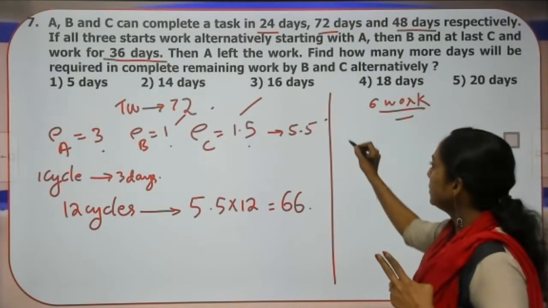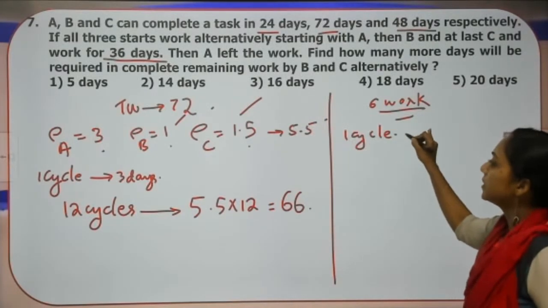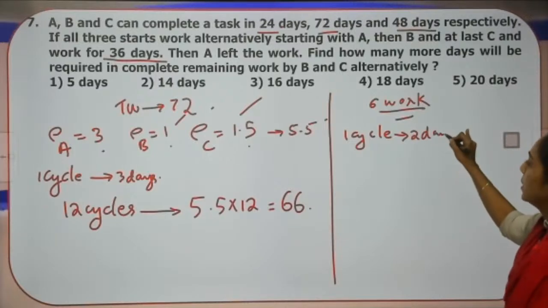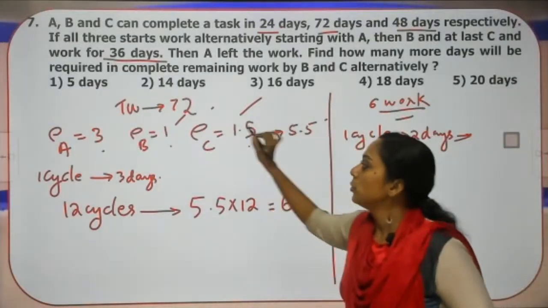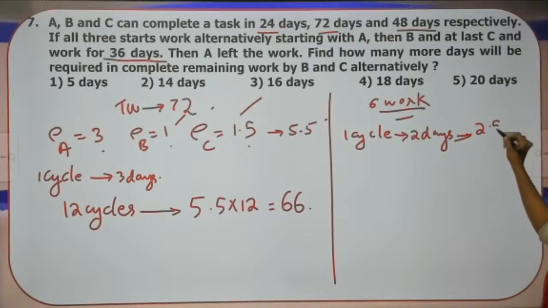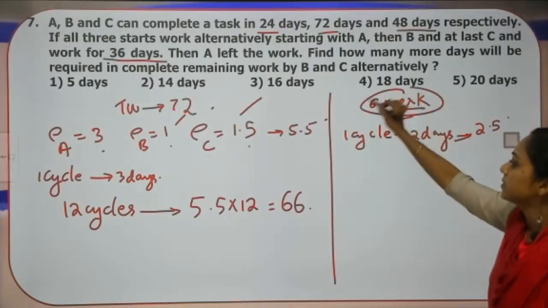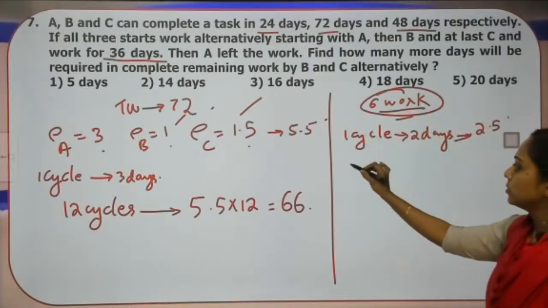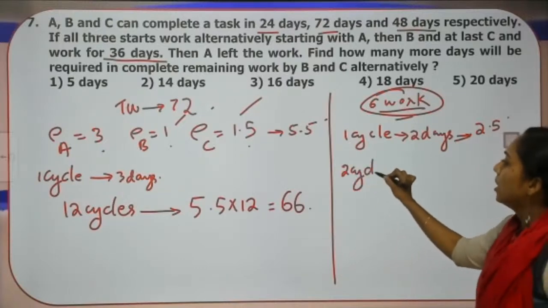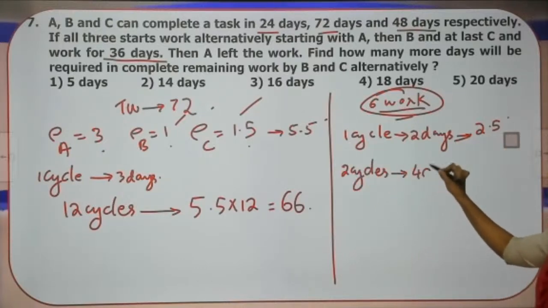Okay, and in one cycle there will be only 2 days, and how much work will be completed in 2 days? Every 2 days, 2.5 work will be completed. So the remaining 6 work is there, so I am adding 2 more cycles. 2 more cycles means 4 days.